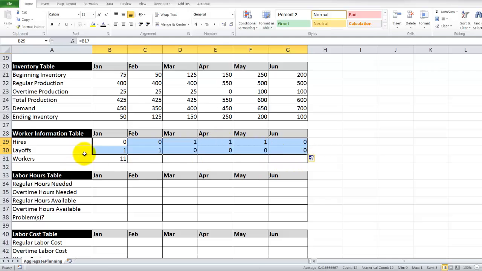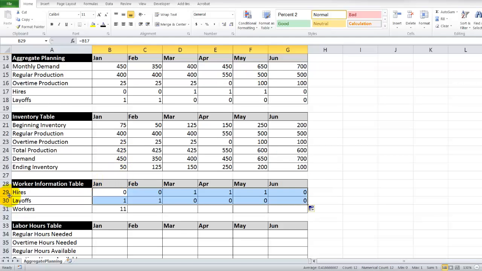And yes, I could have presented this in a way where these two rows were deleted. I don't necessarily need them to calculate the number of workers. I could have just had one row for this. But again, it's okay to duplicate your information as long as they are cells and the meaning stays the same. So if I was looking under the worker information, I could get all the information I want as far as the workers, even though hire and layoffs is a direct copy of this portion of our aggregate plan.